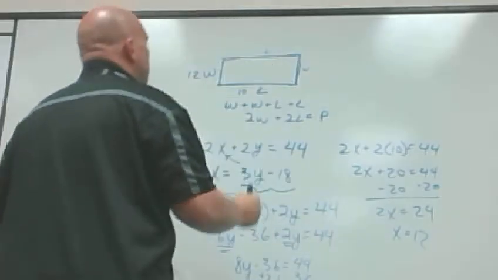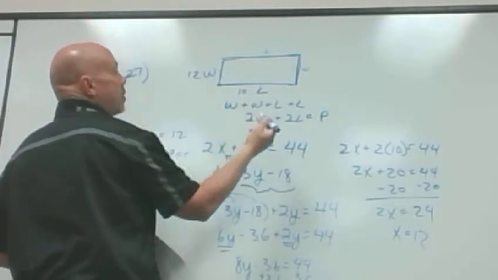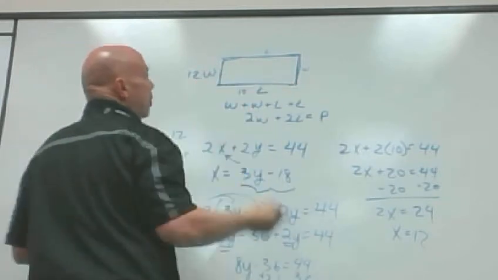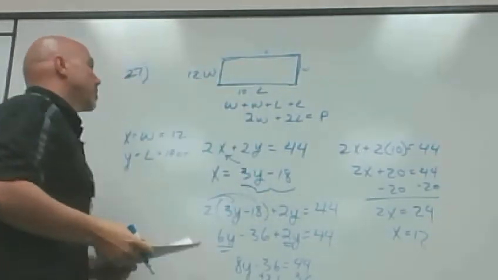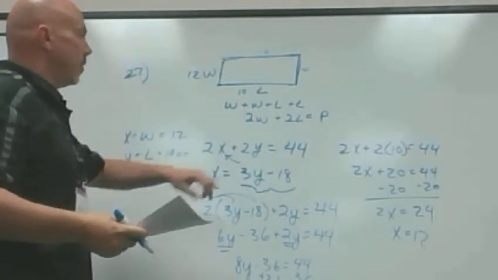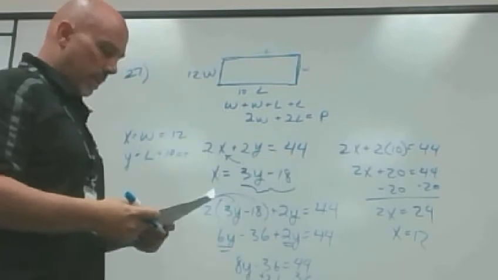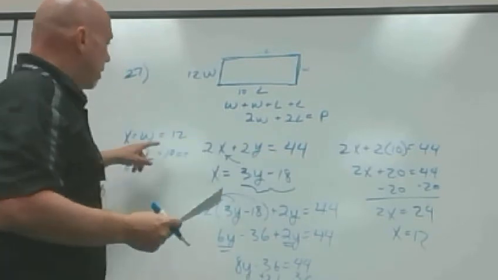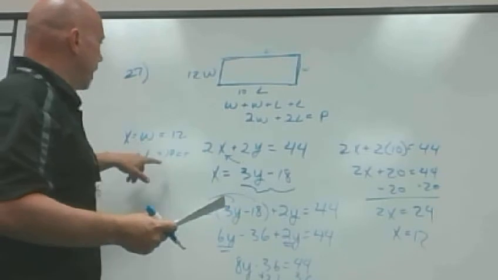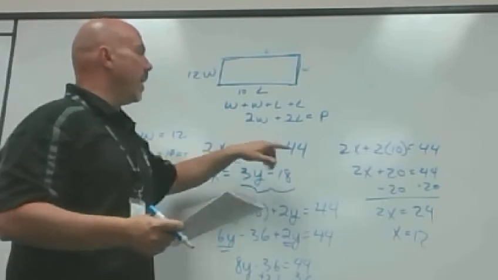Let's try that again. So 10 plus 10 is 20, and 12 plus 12 is 24. 20 plus 24 is in fact 44 feet as we originally said. So again, the formula is 2x plus 2y for perimeter.